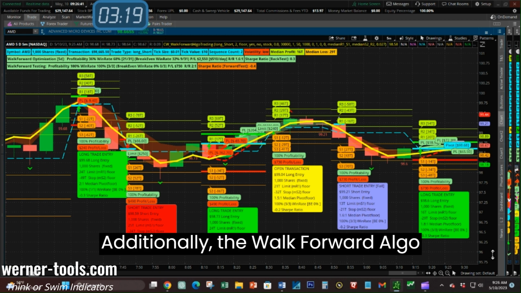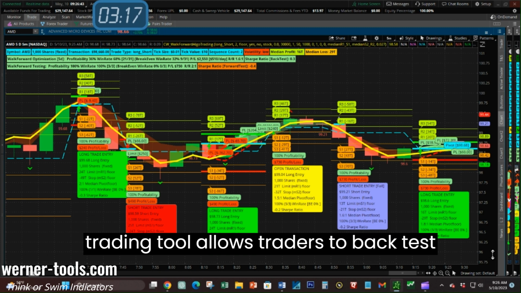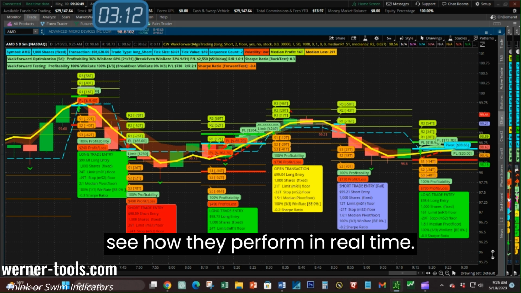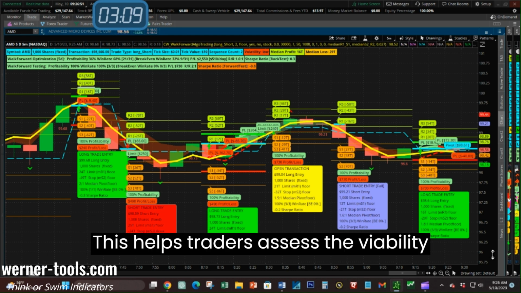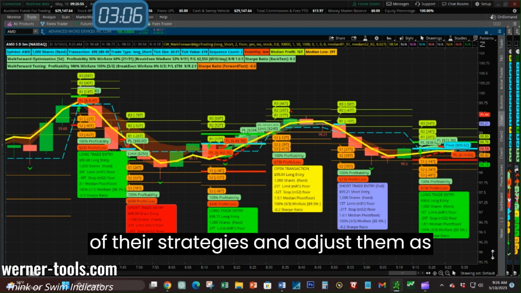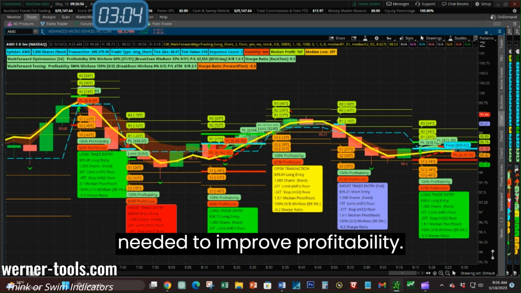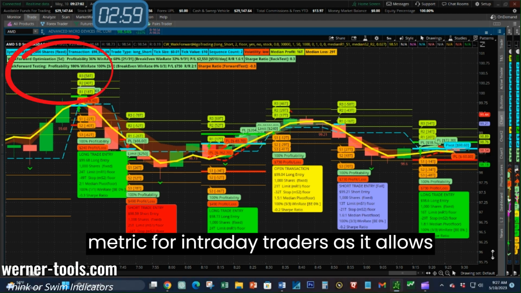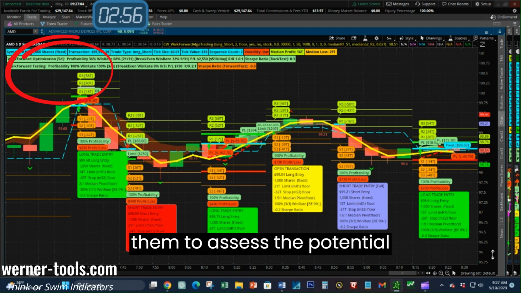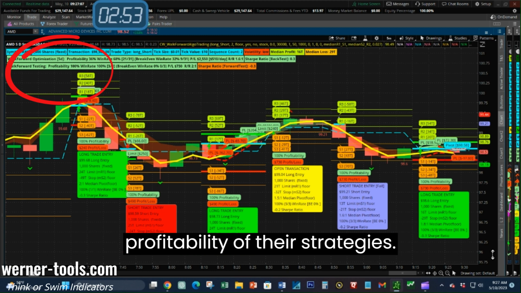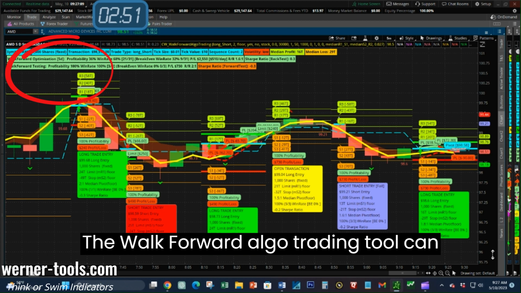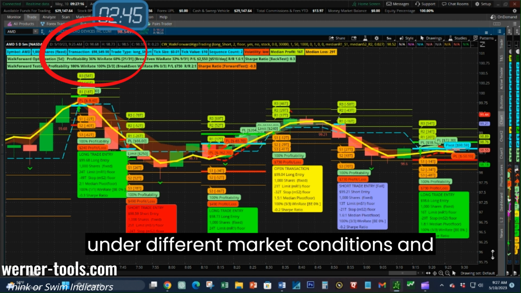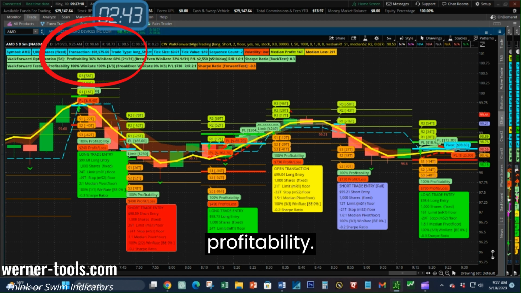Additionally, the Walk Forward Algo Trading tool allows traders to backtest their strategies on historical data and then forward test them on live data to see how they perform in real time. This helps traders assess the viability of their strategies and adjust them as needed to improve profitability. In summary, profitability is a valuable metric for intraday traders, as it allows them to assess the potential profitability of their strategies. The Walk Forward Algo Trading tool can help traders assess their profitability under different market conditions and backtest their strategies to improve profitability.